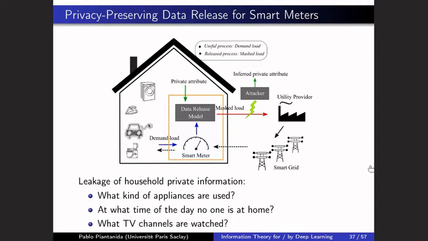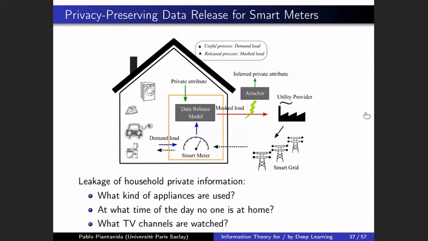We have also looked at a completely different application: privacy-preserving data release on smart meters. Here, this is a real-time application. There's a time series and there's correlation between the samples, so we're dealing with recurrent nets in these models.